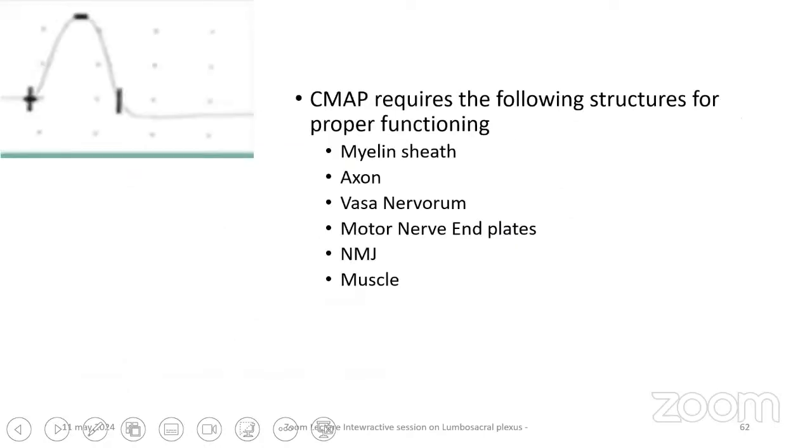The second one is CMAP. It requires the following structures: myelin sheath, axon, vasa nervorum, motor nerve end plate, neuromuscular junction, muscle.